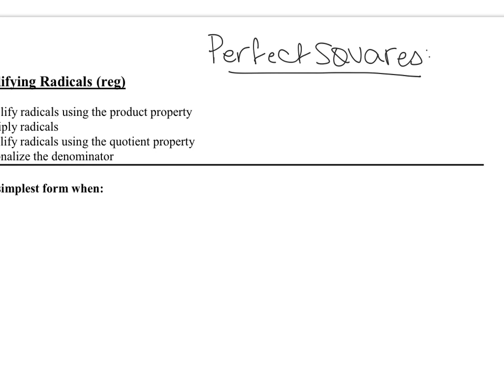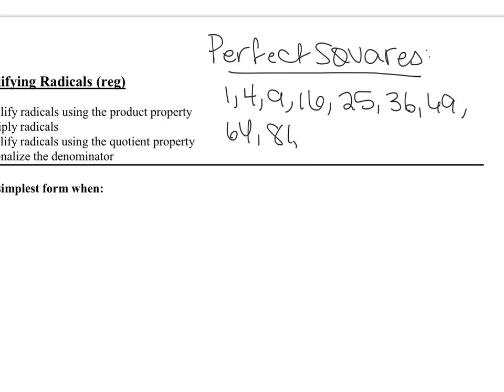So 1 times 1 is 1, 2 times 2 is 4, 3 times 3 is 9, and so on. I'm just going to go ahead and list some of the perfect squares that we have. 49, 64, 81, 100, 121, and 144. Now they go on forever. I could keep doing 13 squared, 14 squared, 15 squared, etc. But these numbers are going to be extremely important as we talk about simplifying radicals.